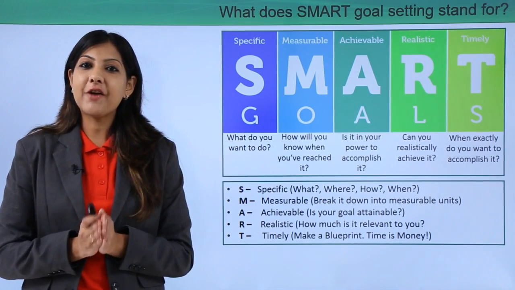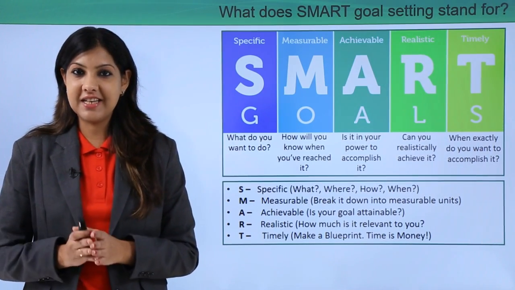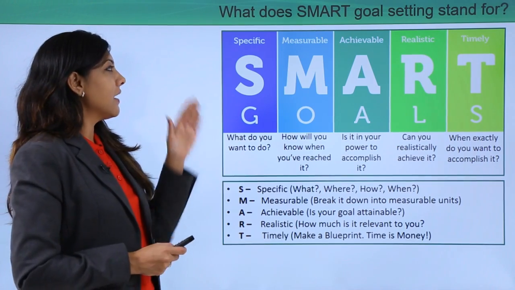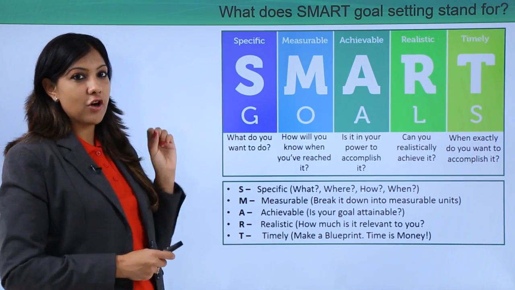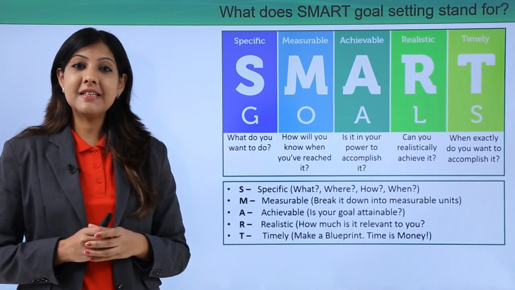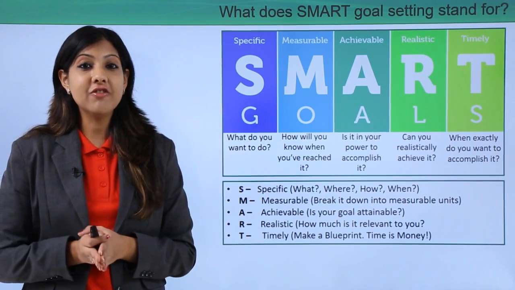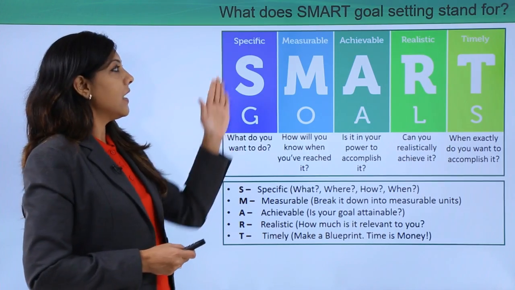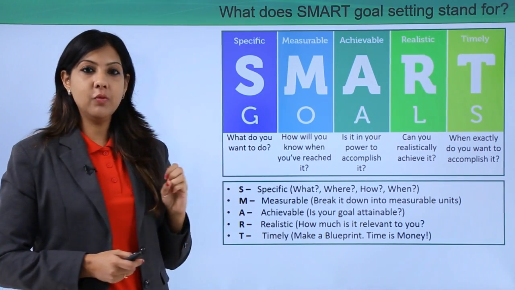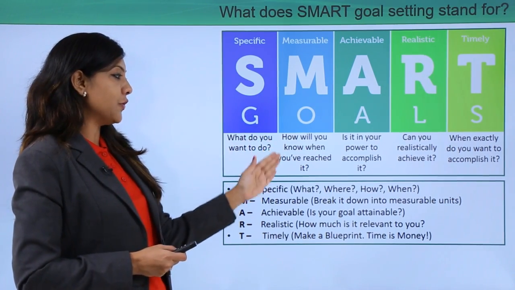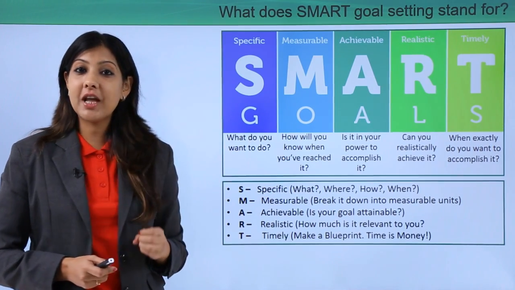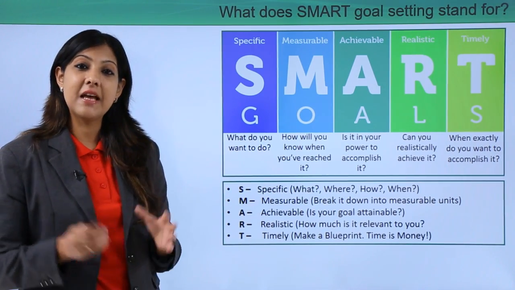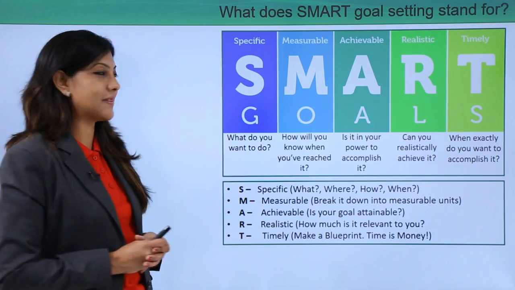So what does the acronym SMART stand for? Let's take a look at that. S stands for specific. Your goals need to be something which is not general but specific, like what do you want to do? M stands for measurable, which means how will you know whether you have reached that particular thing or not? That's being able to measure your success.